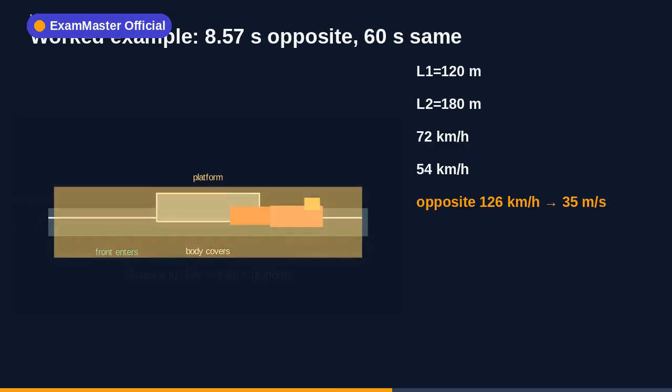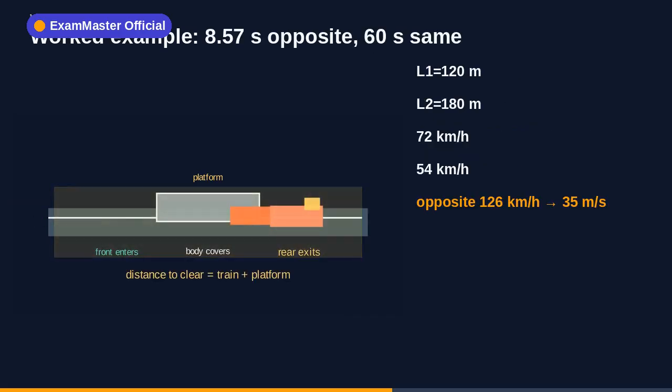Now finish opposite and same direction times for 300 m. Now, opposite v rel equals 35 meters per second. Now length to clear equals 120 plus 180 equals 300 m. Now 300 divided by 35 is about 8.57 s.